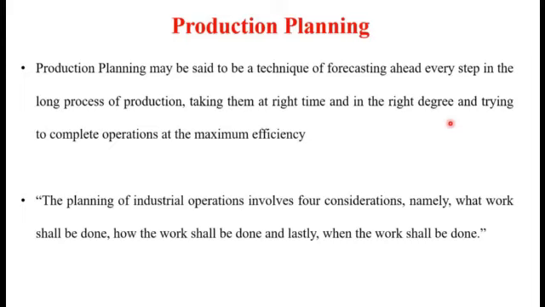Then again, the planning of industrial operations involves four considerations: namely, what kind of work shall be done, how the work shall be done, or what methods we have to follow to complete this work, and lastly, when the work shall be done, or at what time this work shall be done. So these are the various important terms in production planning and production control.